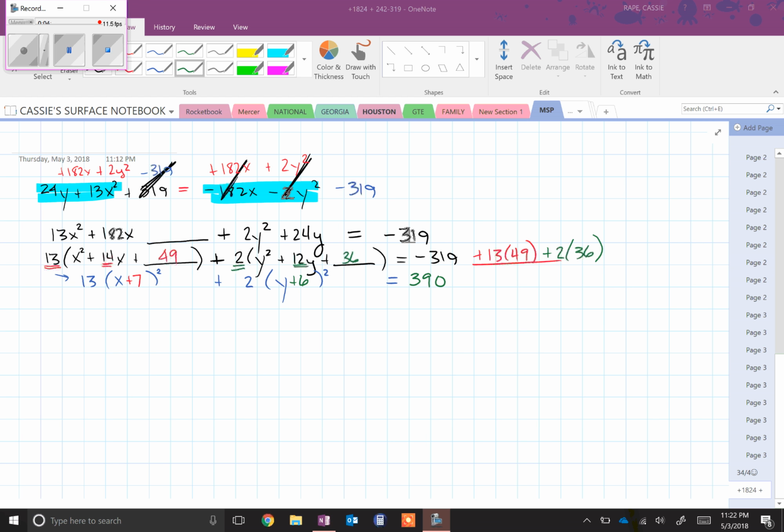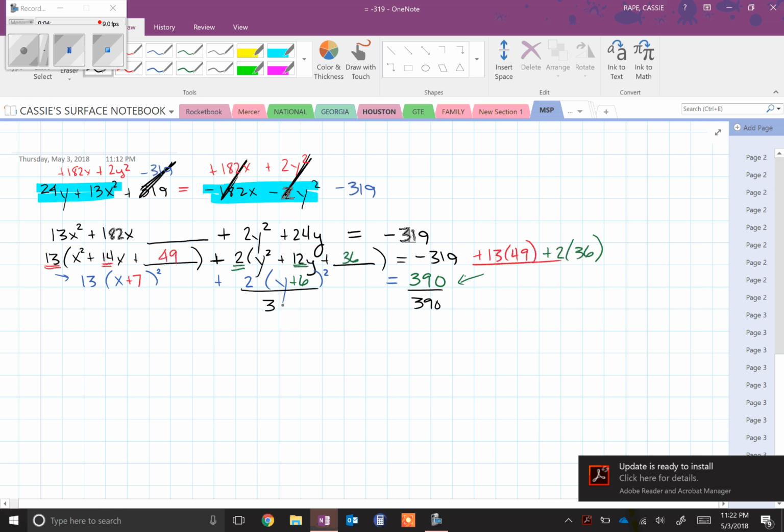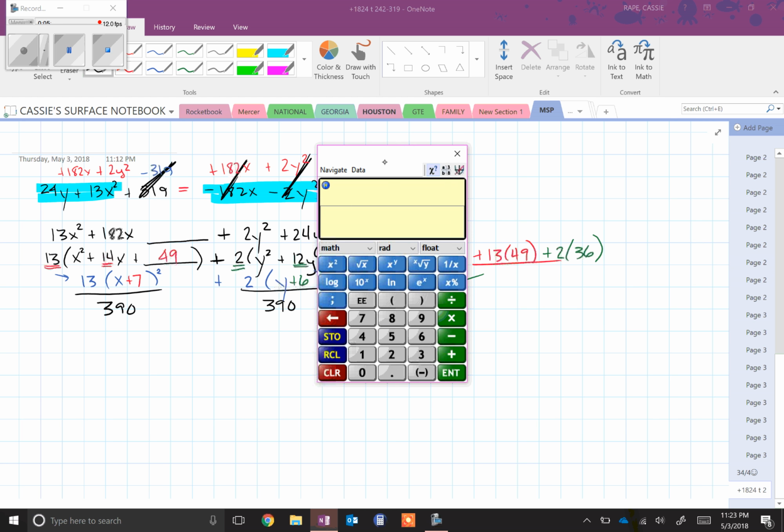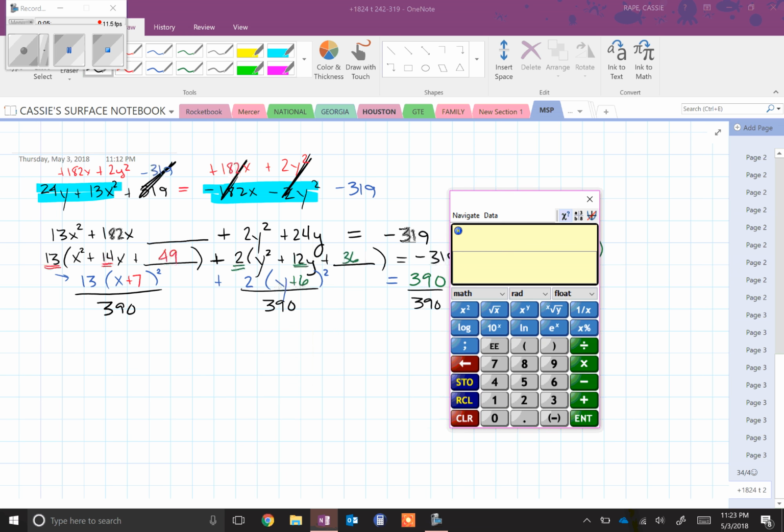Okay, and the way you do that, once you've got it written as quantity squared and quantity squared, is you divide by that whole quantity. So divide by 390 here, which means you divide by 390 on the y's, and then you divide by 390 on the x's. Okay, so now I'm just going to do the math. If I have 390, I want to see if 13 goes into it, so I can simplify that fraction.